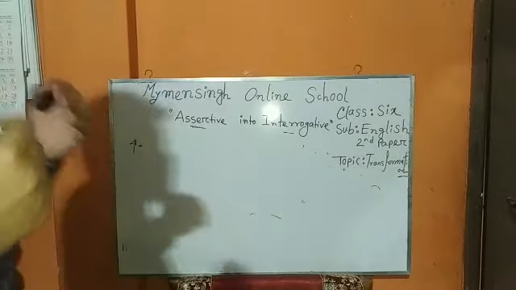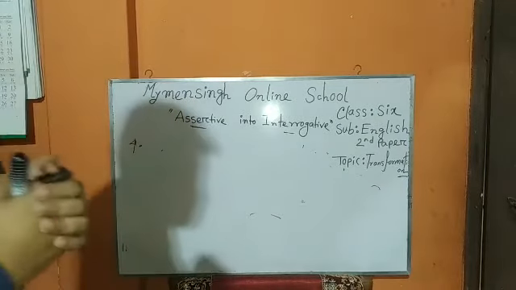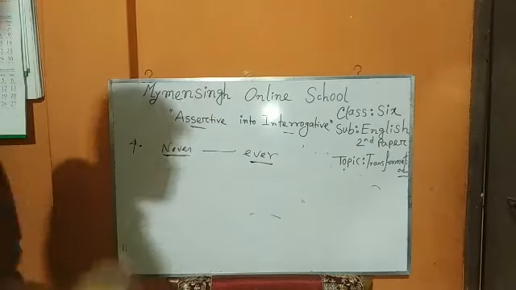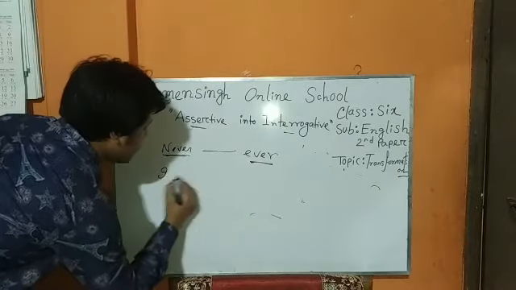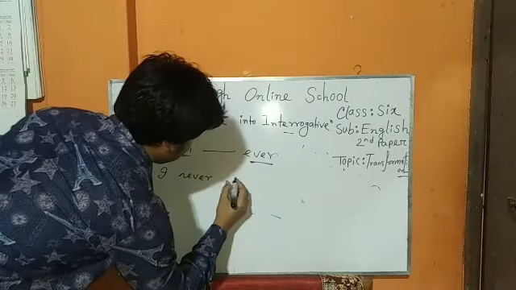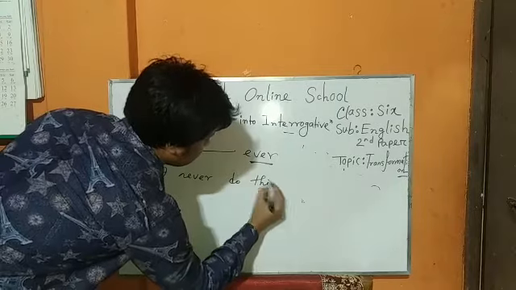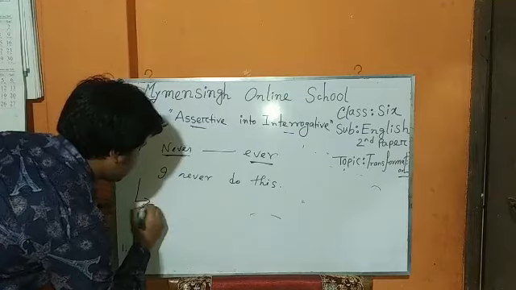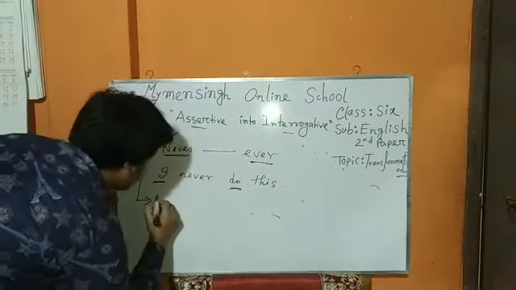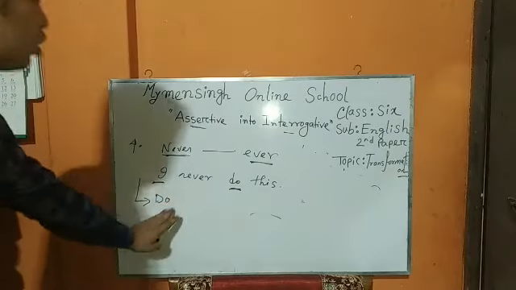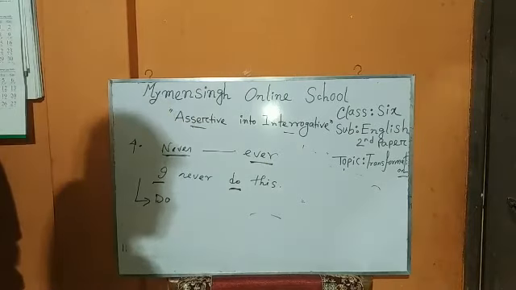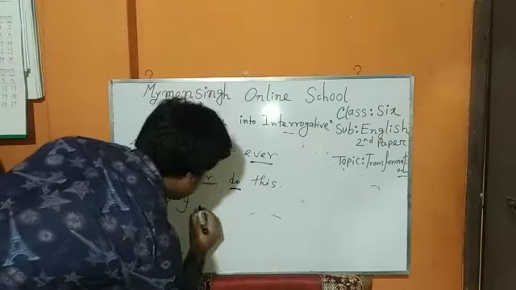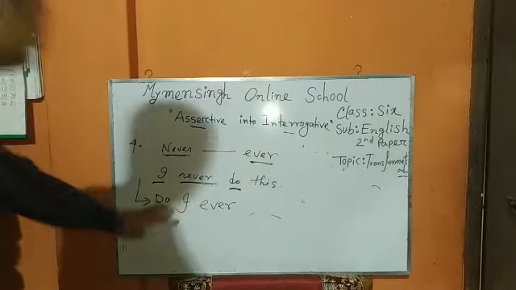Number 4. If we find never in an assertive sentence, what will we do? At that time, this never will be changed into ever. Never is a negative form. The example will be: I never do this. If I change it into interrogative, then we have to use an auxiliary verb. It is in present tense, so I'll use do. Is there any need to use not? No, because there is a negative word, never. That is why we don't use not here. Do I. Never will be replaced by ever. Do I ever do this?